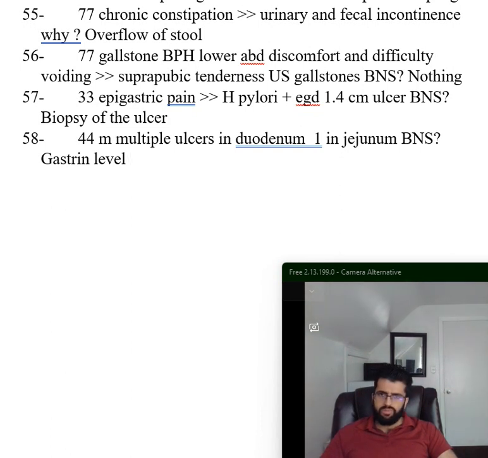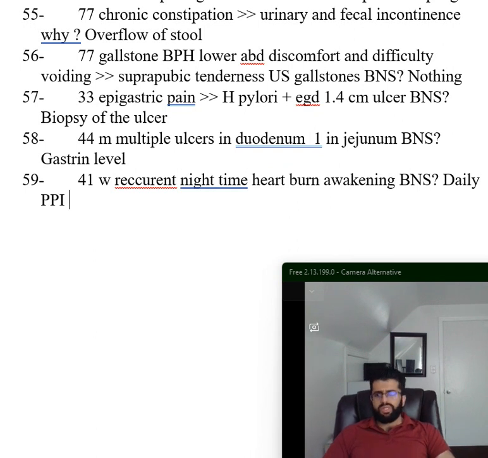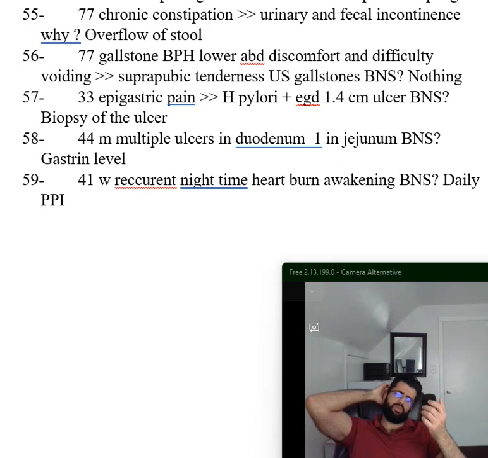All right. Now you have a 41-year-old woman who came in with recurrent nighttime heartburn, nocturnal awakening with regurgitation. What would you do? This one, daily PPI. This patient is young, so just do daily PPI because there are no alarm symptoms.